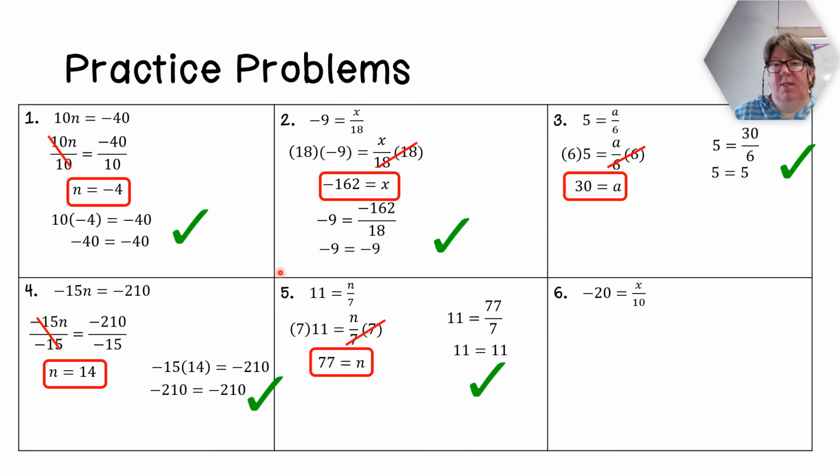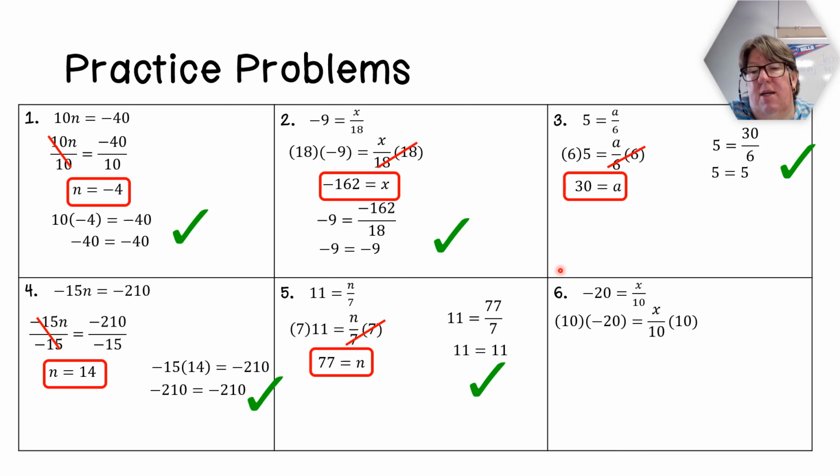Last problem here, number 6. Negative 20 is equal to x divided by 10. Same as number 5. We want the x alone. So what we're going to do is, since it's being divided by 10, we're going to multiply both sides by 10.